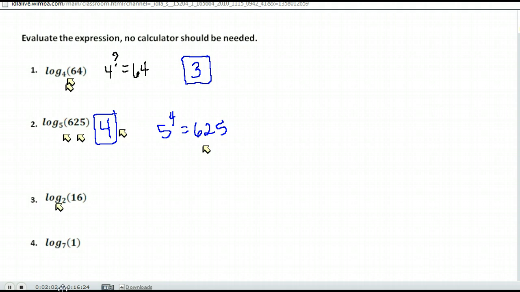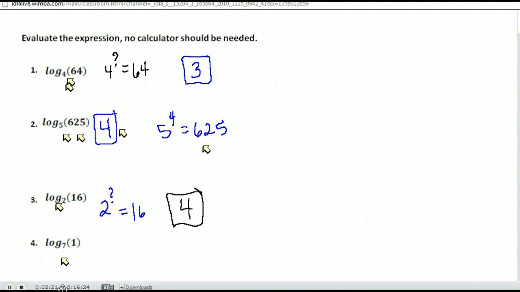Log base 2 of 16. So again, they're asking, 2 to what power is 16? Okay, so this is what we're trying to figure out. 2 to what power is 16? And it happens to be that 2 to the fourth power is 16.